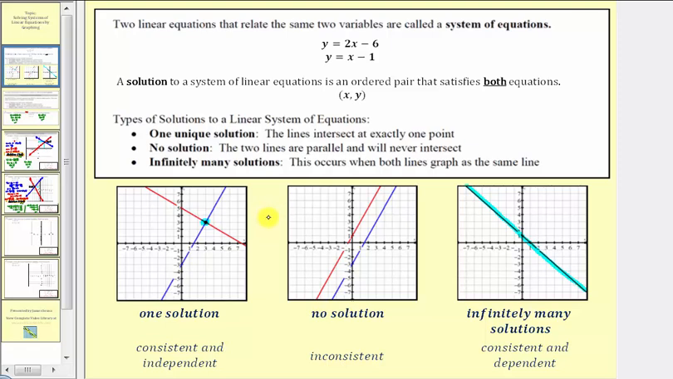When we graph the two lines on the same coordinate plane, if there's one point of intersection, as we see here, we have one solution. The solution is the ordered pair of the point of intersection.